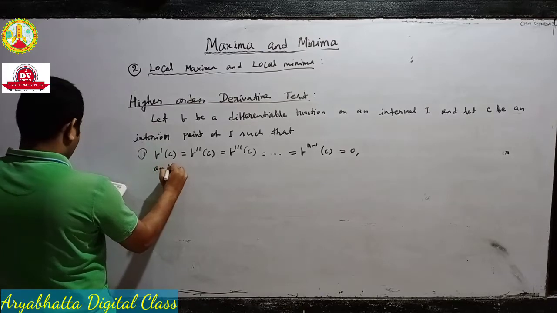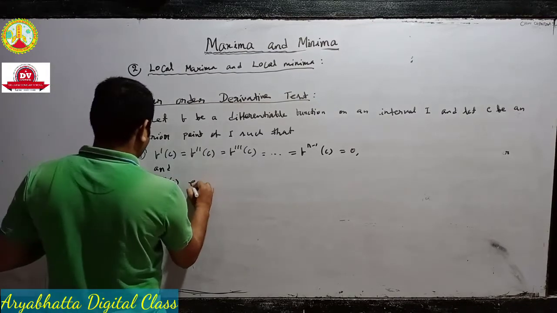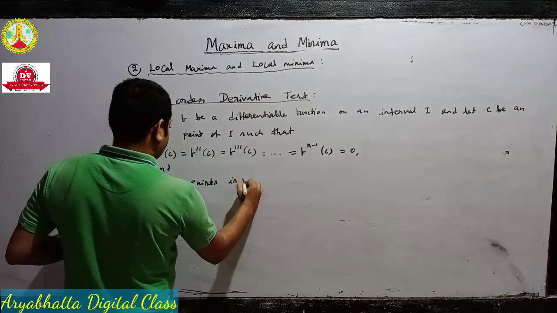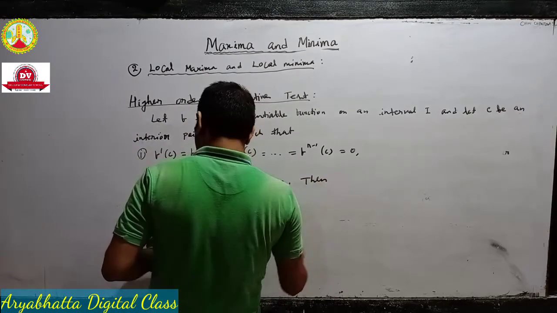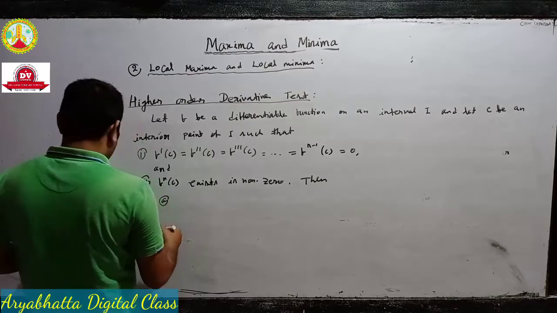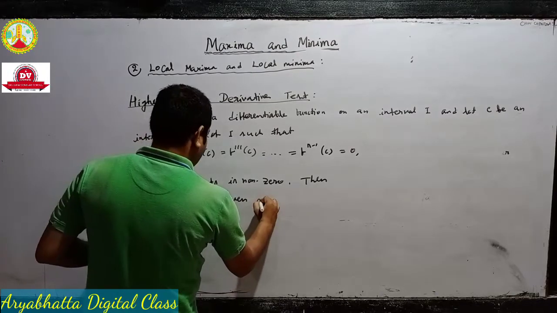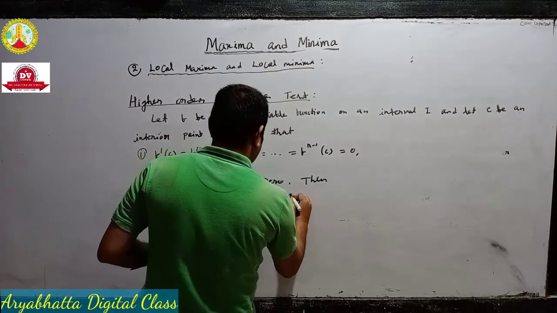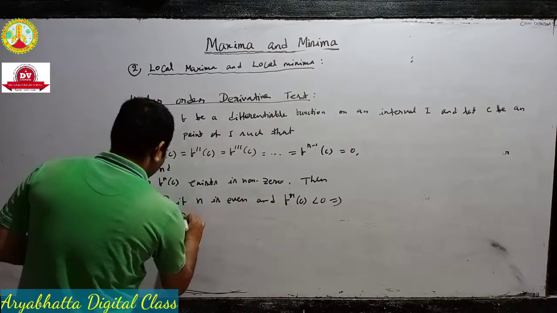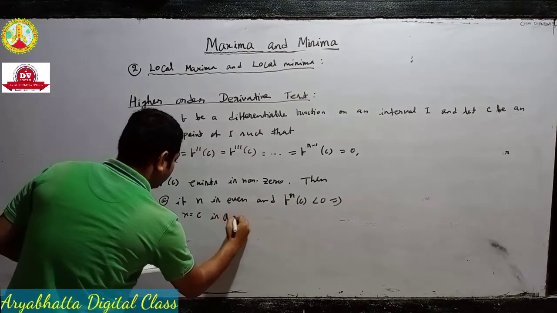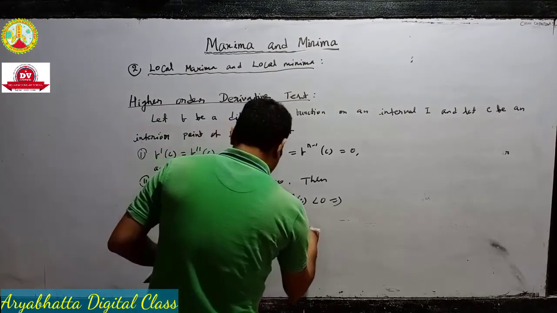And (2) f to the power n of c exists and is non-zero, then (a) if n is even and f to the power n of c less than 0, this implies x equal to c is a point of local maximum.